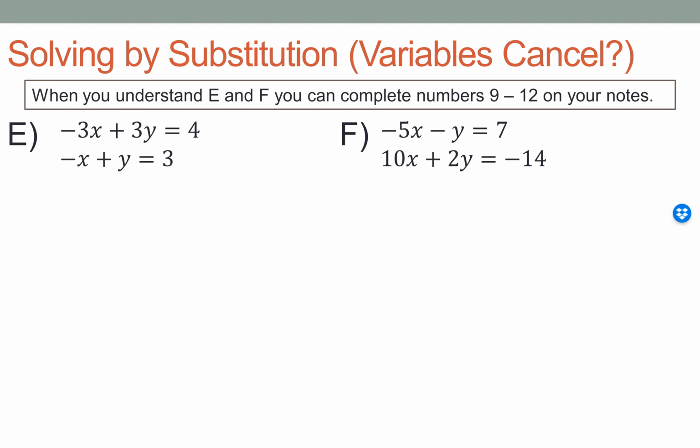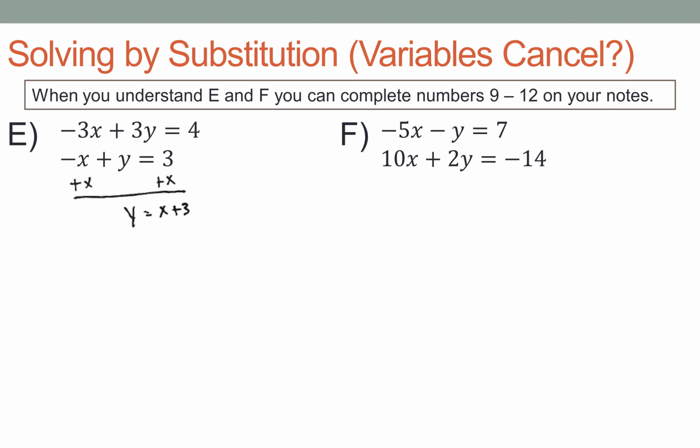And we're back! So let's take a look at E and F. So for example E, I have negative 3x plus 3y equals 4 as the first equation. And the second equation is negative x plus y equals 3. All right. So by now you guys are practiced, and so you see that the second equation already has a y alone. So I'm going to add x to both sides. Boom. Isolate y at y is equal to x plus 3.